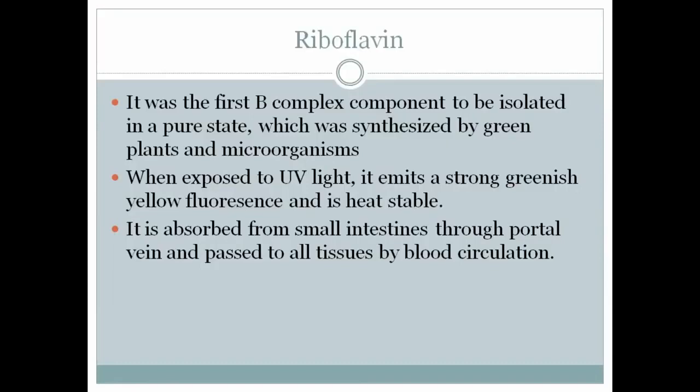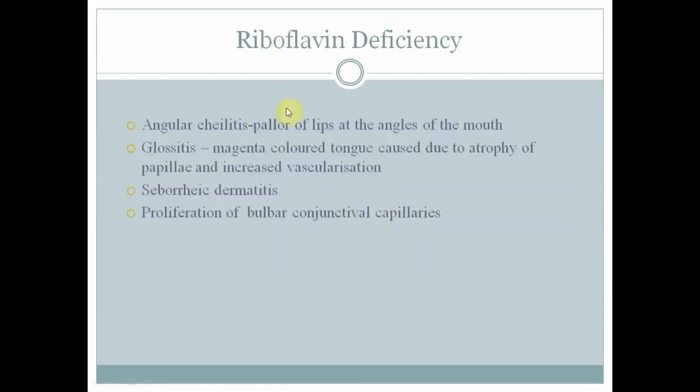So vitamin B2, riboflavin, is the first B complex component to be isolated. And in deficiency, angular cheilitis, pallor of lips and angle of mouth, glossitis, and magenta colored tongue occur. So this magenta colored tongue, keep in mind, is caused due to atrophy of papillae and increased vascularization, along with seborrheic dermatitis and proliferation of bulbar conjunctival capillaries.